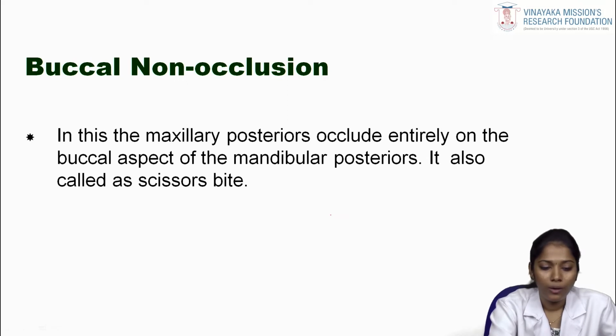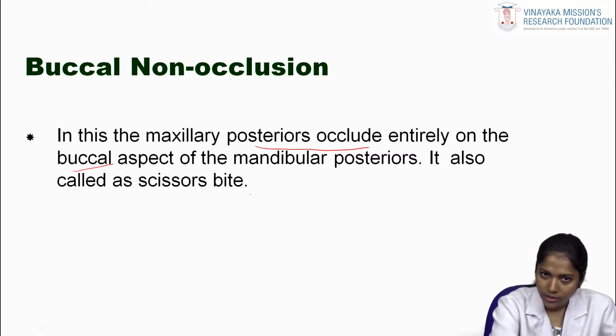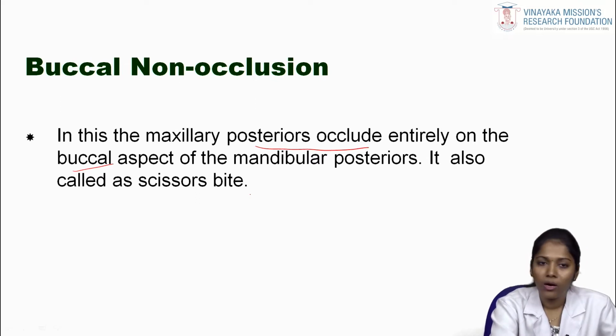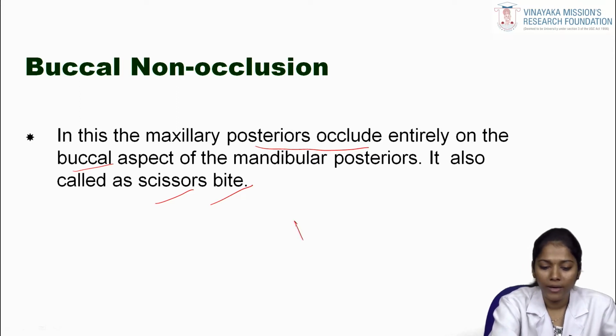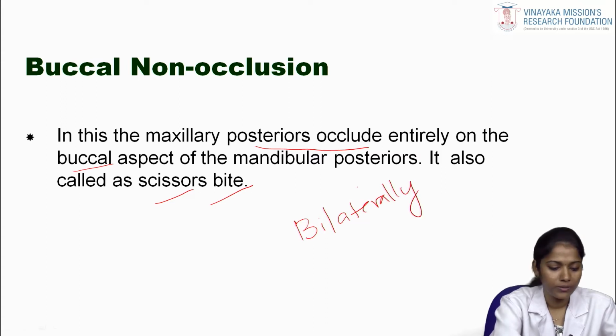We have something called buccal non-occlusion. In this, the maxillary posteriors occlude entirely in the buccal aspect. It is also known as scissor bite. The same buccal non-occlusion, if it happens on either a single tooth or multiple teeth on only one side, is known as scissor bite. Whereas when the same situation happens bilaterally, it is known as Brody's bite.